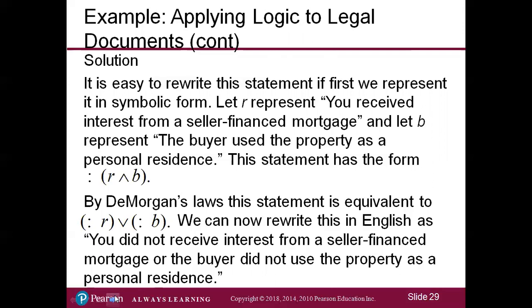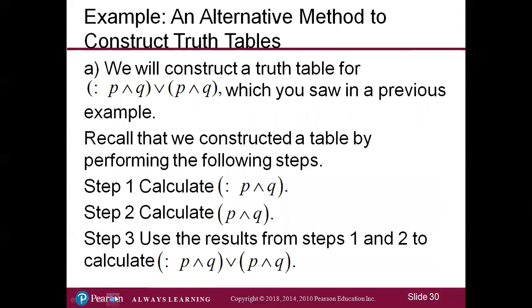R and B negated. By De Morgan's laws, this statement is equivalent to not R or not B. We can now rewrite this in English as: you did not receive interest from a seller finance mortgage, or the buyer did not use the property as a personal residence.